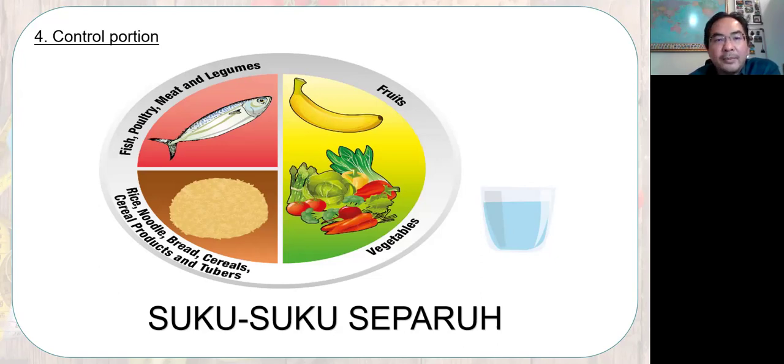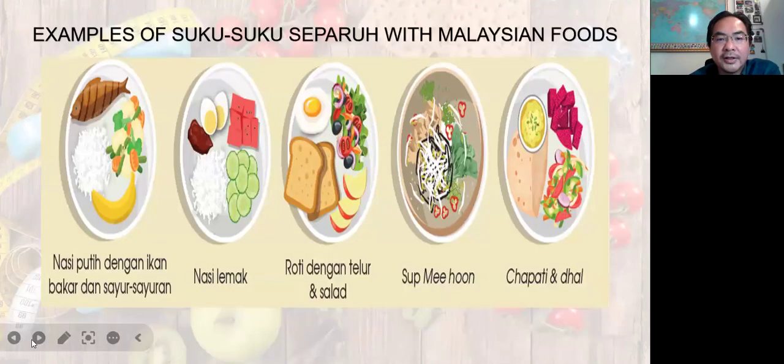So more fiber, more fruits by eating more fruits and vegetables, and control your carbohydrate. And then protein also 1/4, similar to the portion of carbohydrates. These are some examples of suku suku separuh with Malaysian food. You can take a close look at this.